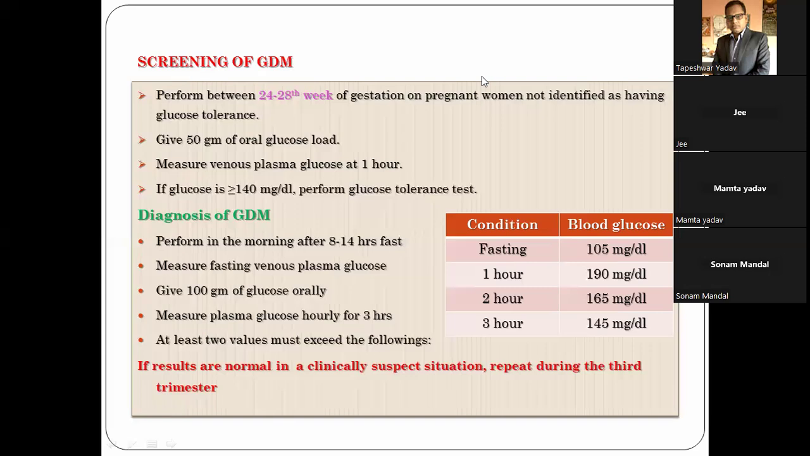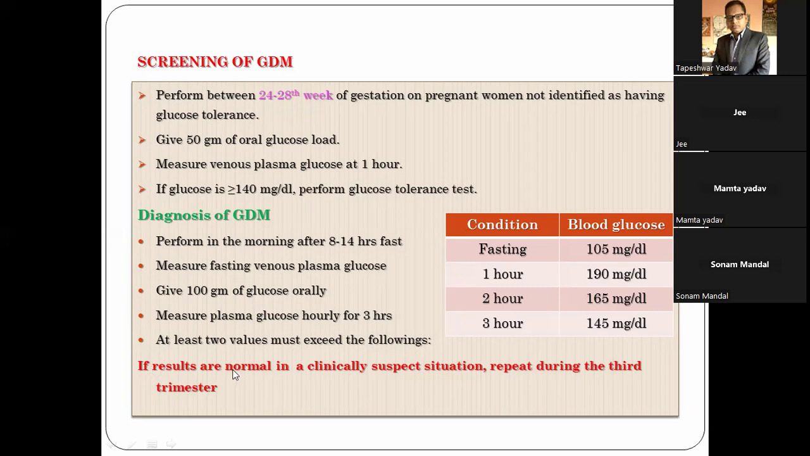We can also get a urine sample. As I already told you, our renal threshold of blood glucose is 180 mg. So if the blood glucose exceeds 180 mg per deciliter, then you will get glucose in urine. That's why, for cross-checking, we are getting a urine sample also. So measure plasma glucose hourly for 3 hours. At least two values must exceed the following.